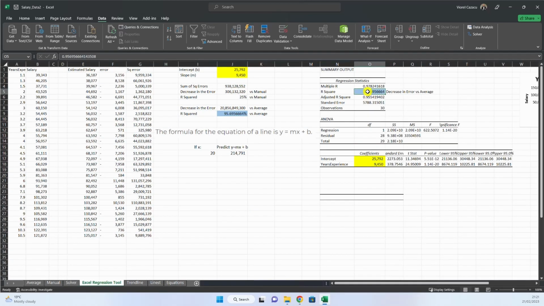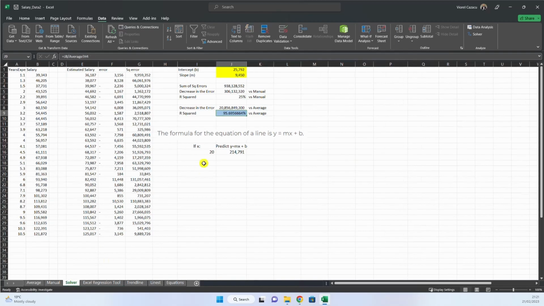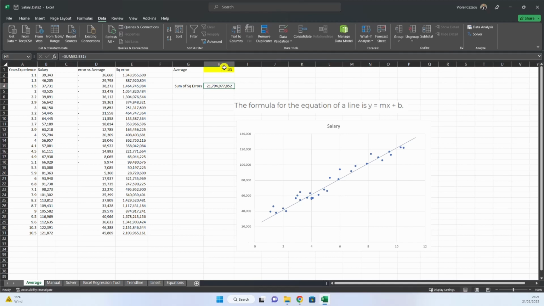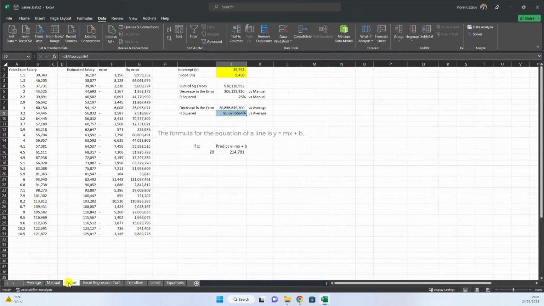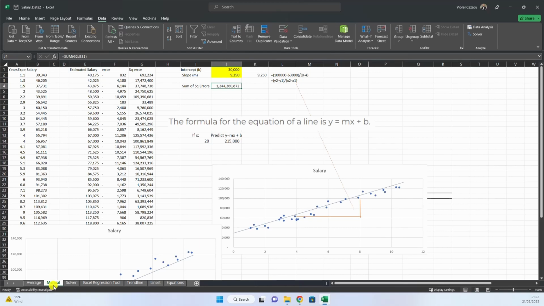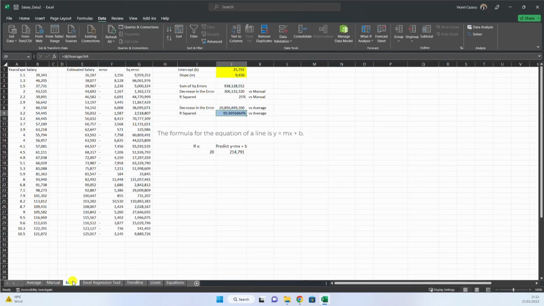We will have it in the Excel regression tool calculation. So this means that 95% of the estimation is covered with this optimum solution compared with the lowest estimation, the average one. Okay, so now you see how we can do this with solver, starting from the manual one.